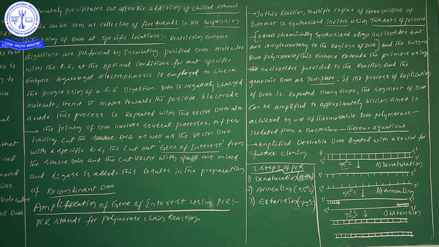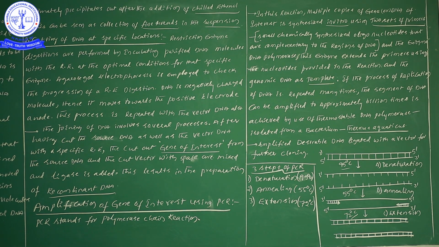Next one, the amplified desirable gene is ligated with a vector. Here, after completion of PCR, what gene will we obtain? Suppose you multiply the desirable gene, then that particular desirable gene we will ligate with the vector. After recombinant DNA formation takes place, that recombinant DNA we will transfer into the host. Likewise, we can explain the PCR technique.